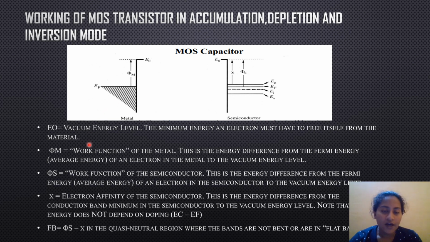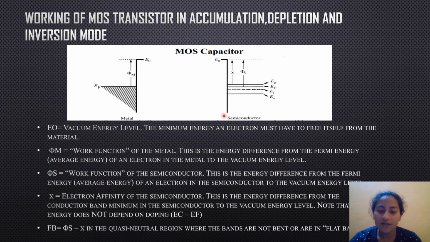Coming to the next point, phi m. Here phi is nothing but the work function, or the work done by an electron. So phi m is the work function of the metal. This is the minimum energy, or the energy difference between the Fermi energy of an electron in the metal and the vacuum energy level.